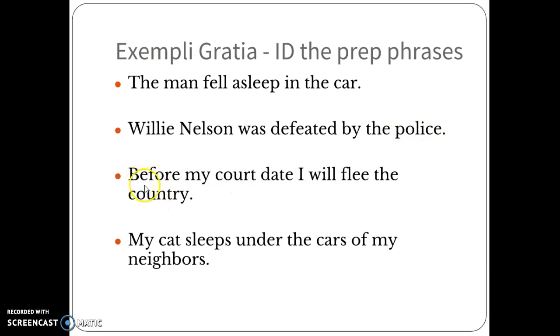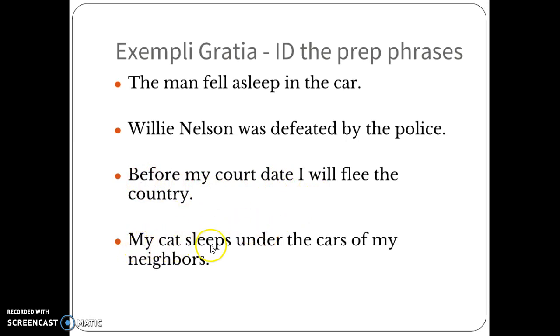Okay? Before my court date, I will flee the country. In this case, the preposition comes at the beginning of the sentence, before my court date. So before is your preposition, and my court date is the object of that preposition, and before my court date comes together to be your prepositional phrase.